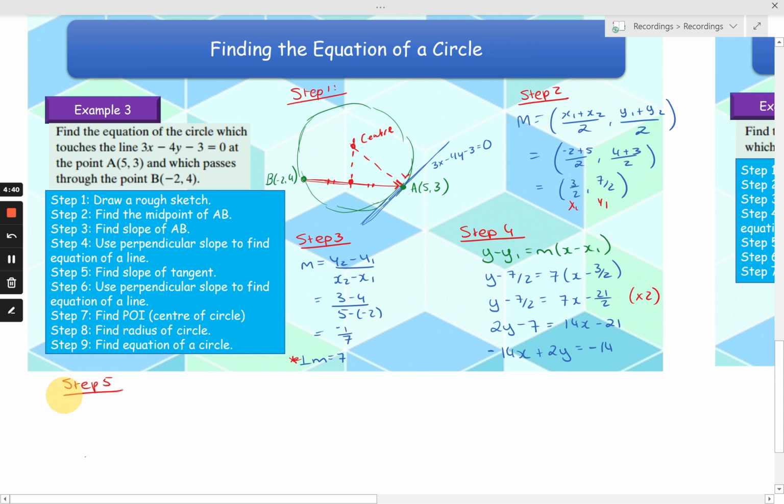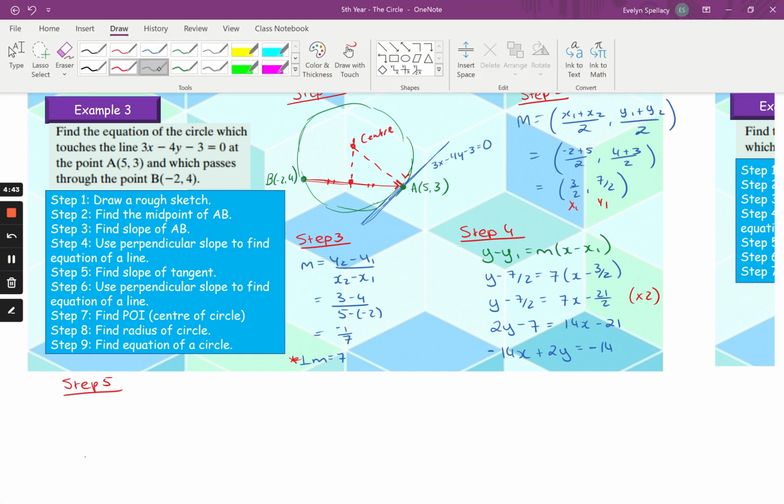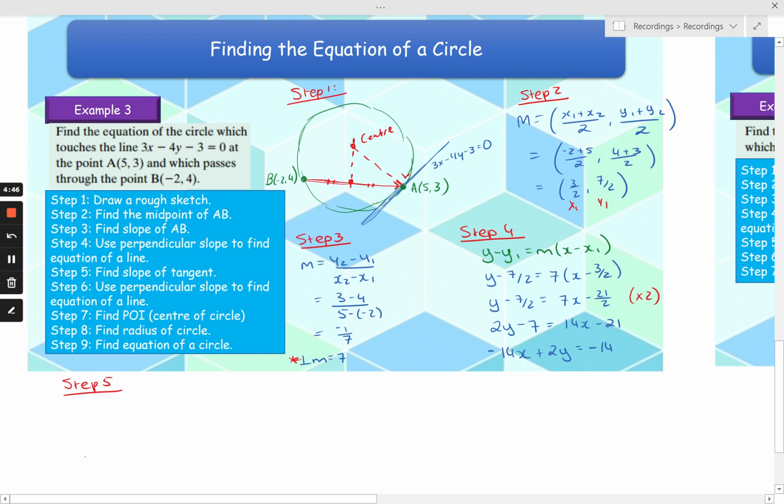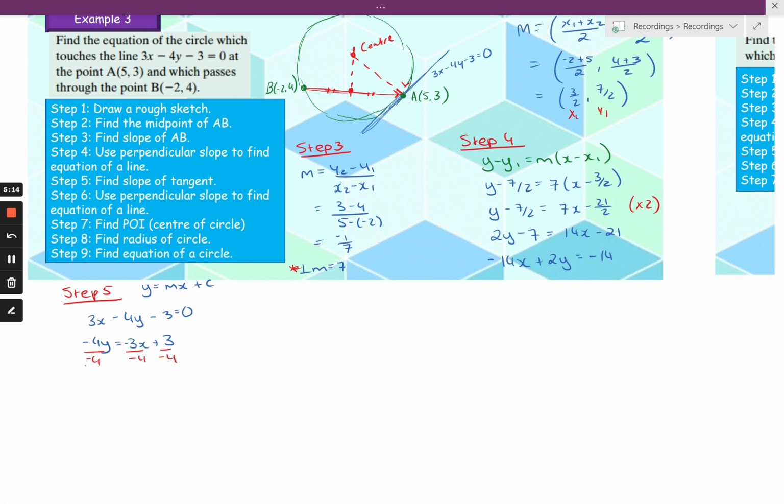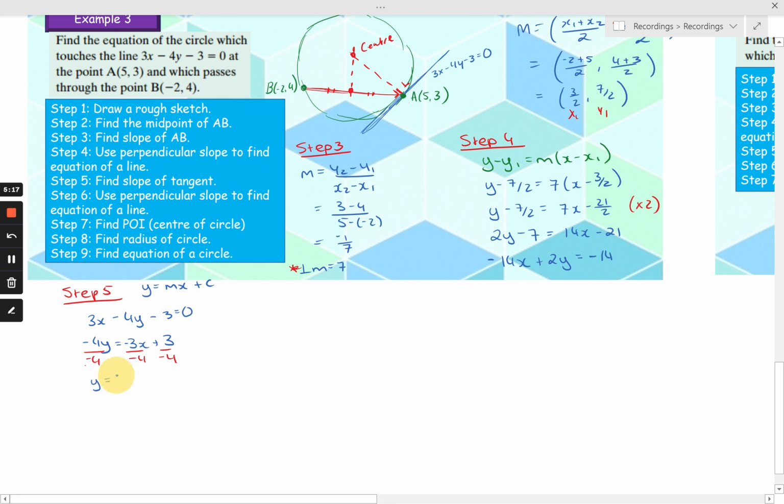So step 5 asks me to find the slope of the tangent. And to do that, I'm going to need to use another formula from page 18, which is y is equal to mx plus c. So when I take my line 3x minus 4y minus 3 is equal to 0, I need to isolate the y by bringing everything over to the other side. So I get minus 4y is equal to minus 3x plus 3. I'm going to divide everything by minus 4 to get the y fully by itself, which means here now I can see that y is going to be equal to 3 over 4 x minus 3 over 4.